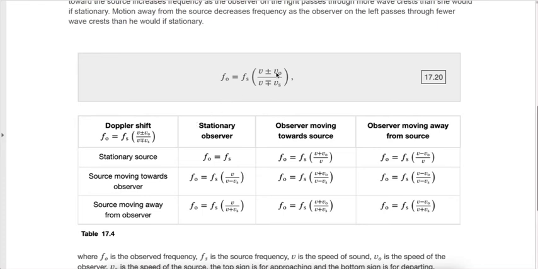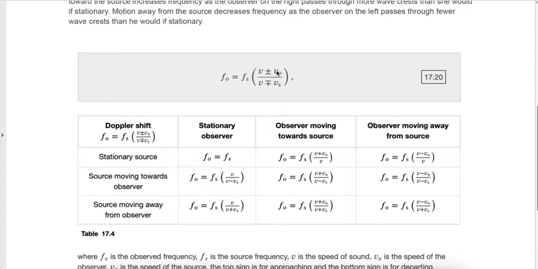So when using this formula, the question is whether to use the plus or minus. The key is to draw a vector, an arrow from listener to source. If the observer is moving in that direction, moving toward the source, we'd use the plus here. If the source is moving in the same direction as that arrow we drew, so that would mean away from the listener, we would use the plus.